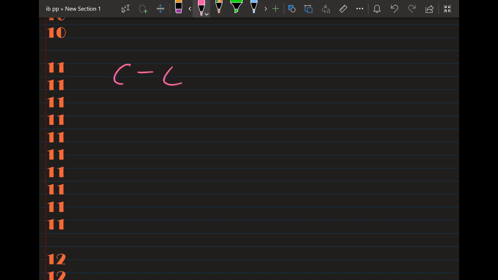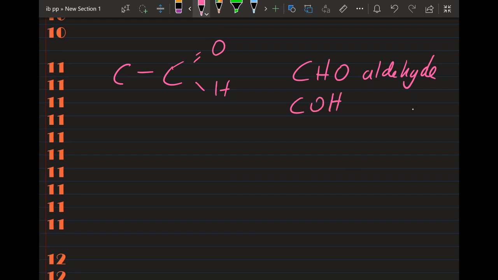The first one is ethanol. They're trying to trick you. If it's CHO, it's an aldehyde. But if it's C with an O and an H, it's an alcohol. And the alcohol is the only one with the potential for hydrogen bonding there. So no hydrogen bonding there. Hydrogen bonding is the strongest intermolecular force.